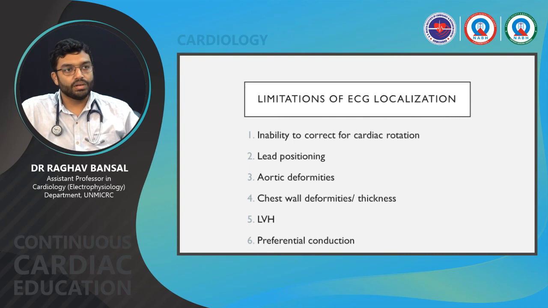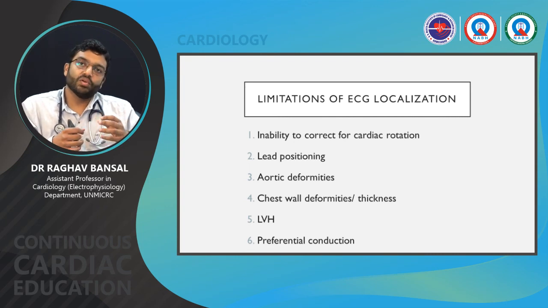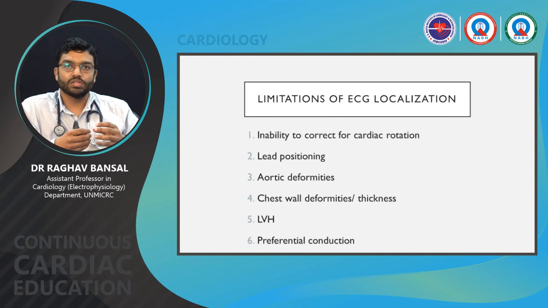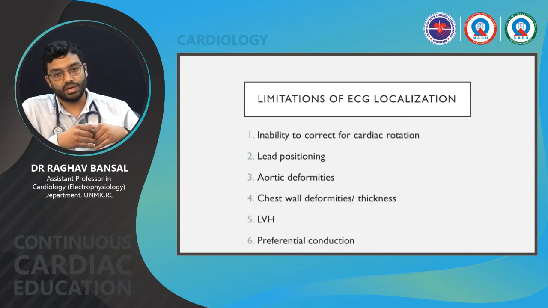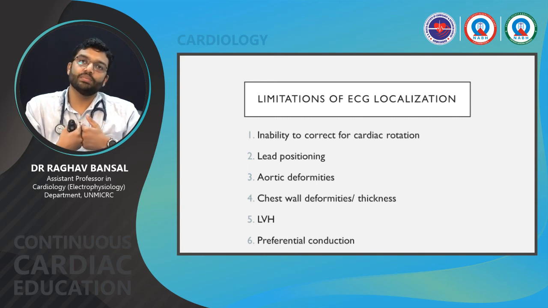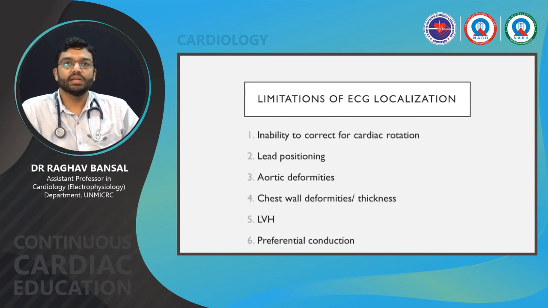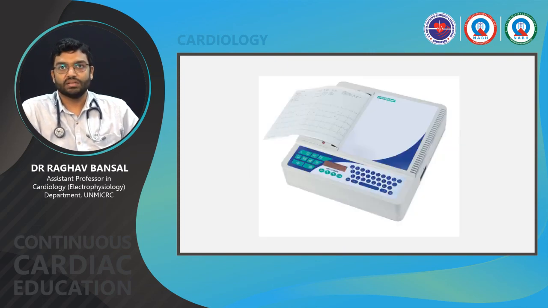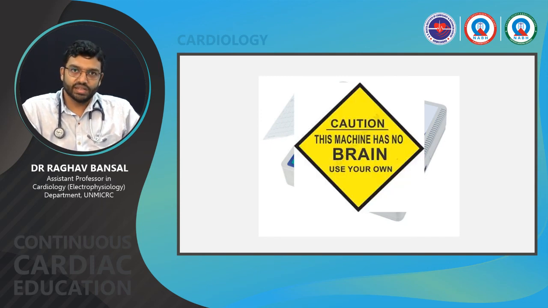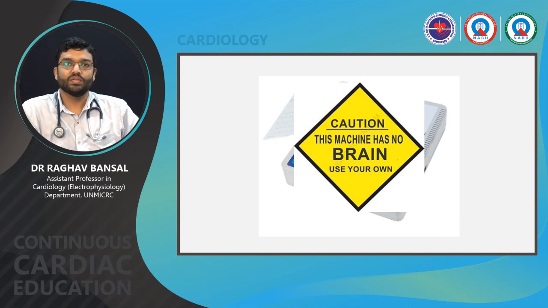Since the RCC and posterior RVOT are structures in very close proximity, a VPC arising from the RCC can have a preferential conduction towards the posterior RVOT myocardium and exit from there. So on ECG it appears to be posterior RVOT, but finally it is ablated from the RCC. So these things can happen, and these are the limitations of ECG localization. Just to end my talk, I would like to reiterate that the ECG machine's interpretation should not be trusted too much, as these machines don't have any brain of their own, and we should always try to interpret ECGs on our own. Thank you.